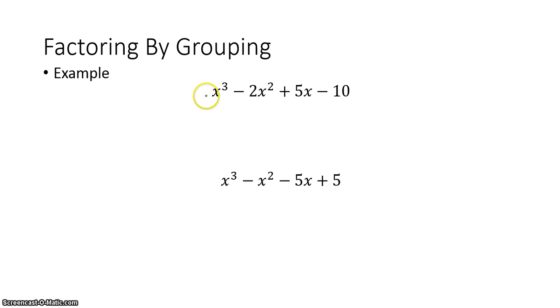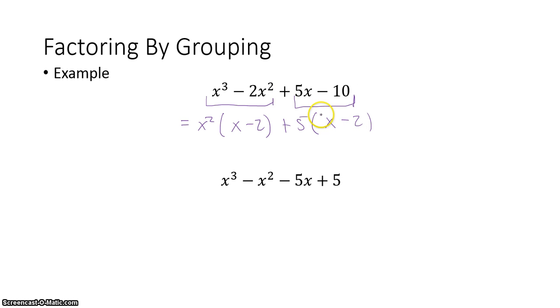Now, what that means is you want to look at pairing up terms. So I'm going to pair these two terms together and these two terms together, and I'm going to factor by grouping on each of them. For the first two terms, I can factor an x squared out. What I'm left with is x minus 2. Second two terms, I can factor a 5 out, leaving me with x minus 2.